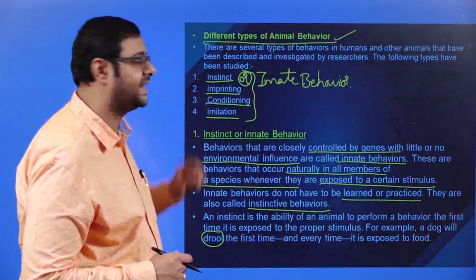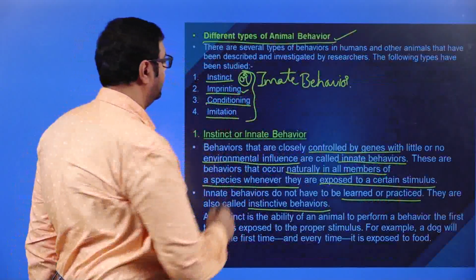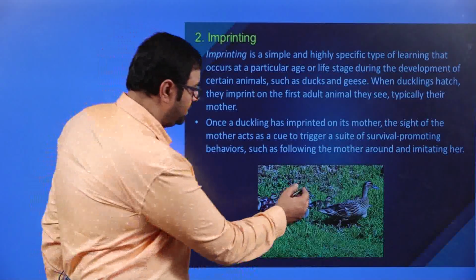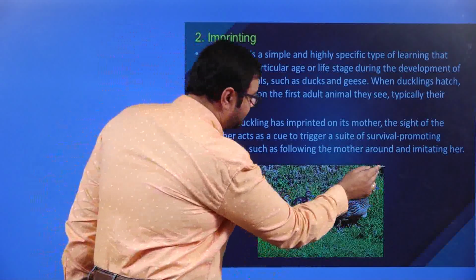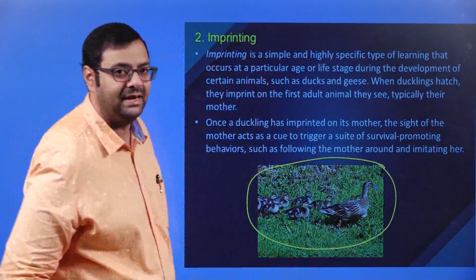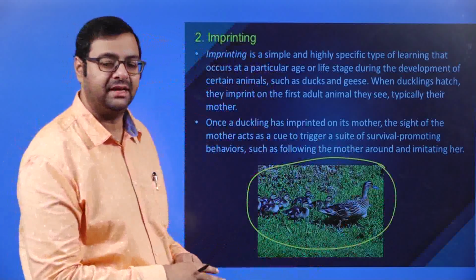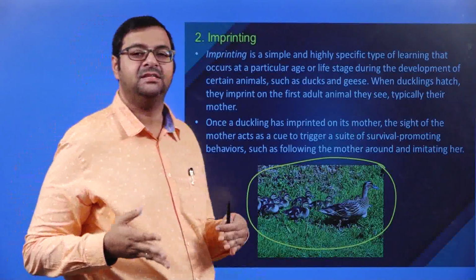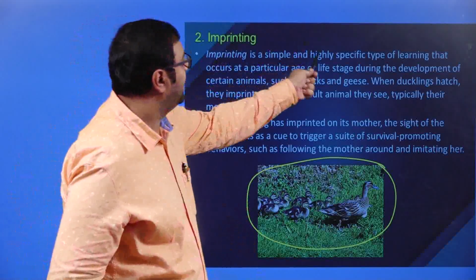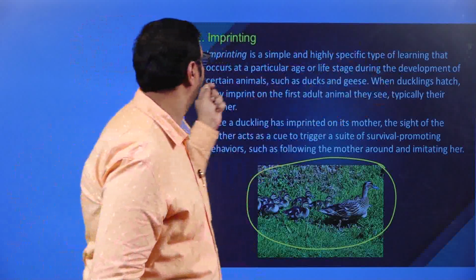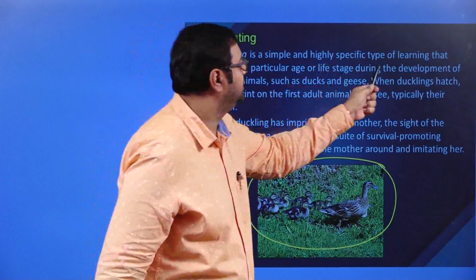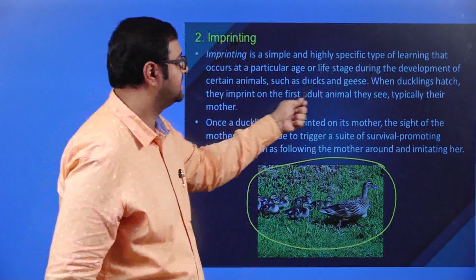Now going to the second one, which is imprinting. Now this is very, very easy. You can guess when you are seeing this image itself. What is imprinting? Imprinting is basically imitating. Imprinting is a simple and highly specific type of learning that occurs at a particular age or life stage during the development of certain animals such as ducks and geese.